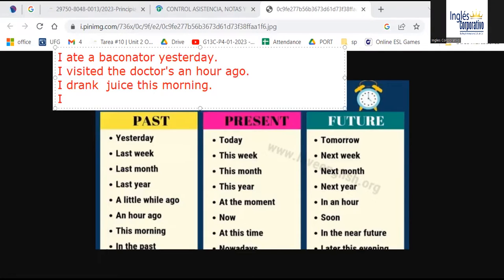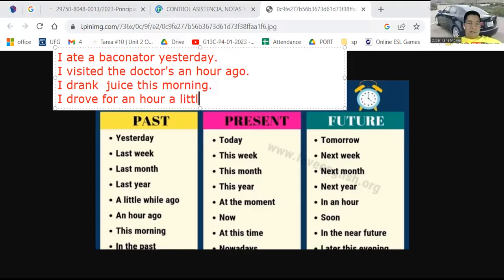Okay, I'm gonna give you another one. I'm breathing. Repeat the sentence, please. I'm driving. Oh, okay. Well, you can use that with the present expression. So now with the past tense. For example, I drove. One hour. Okay. A little while ago. Okay. I drove for an hour a little while ago.